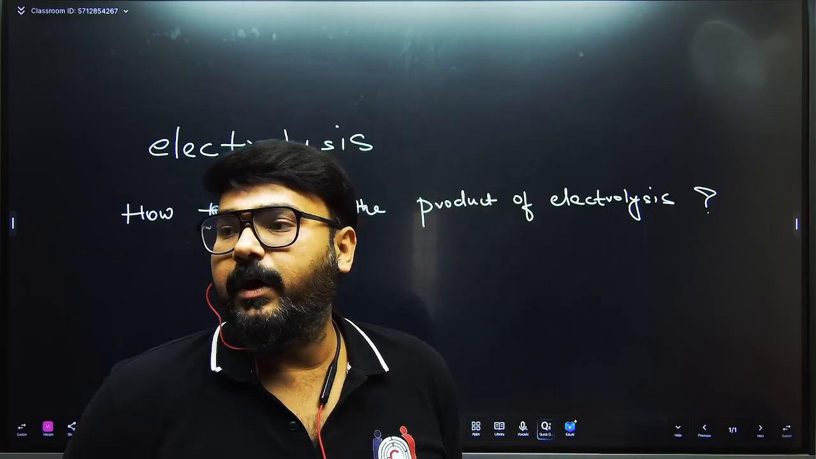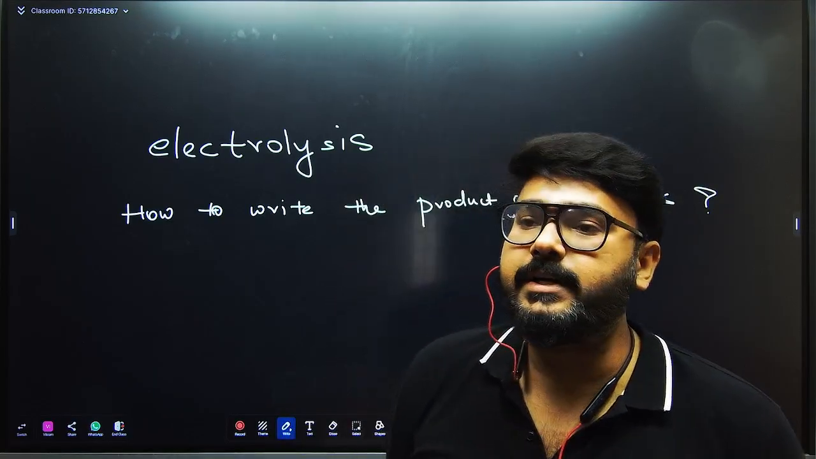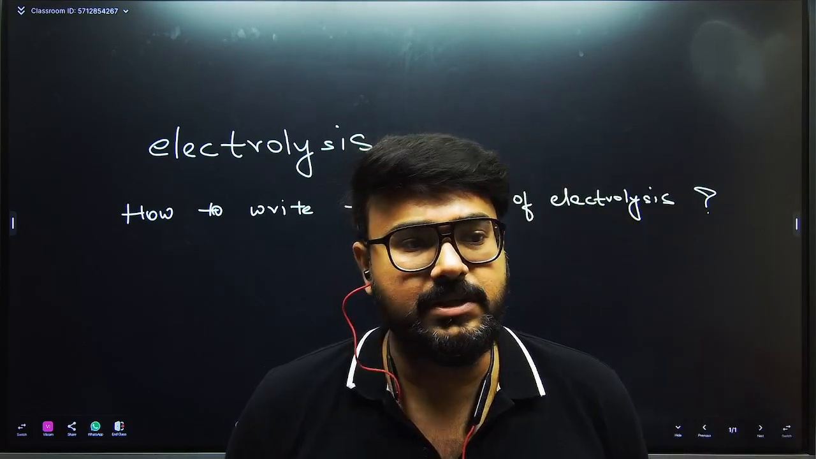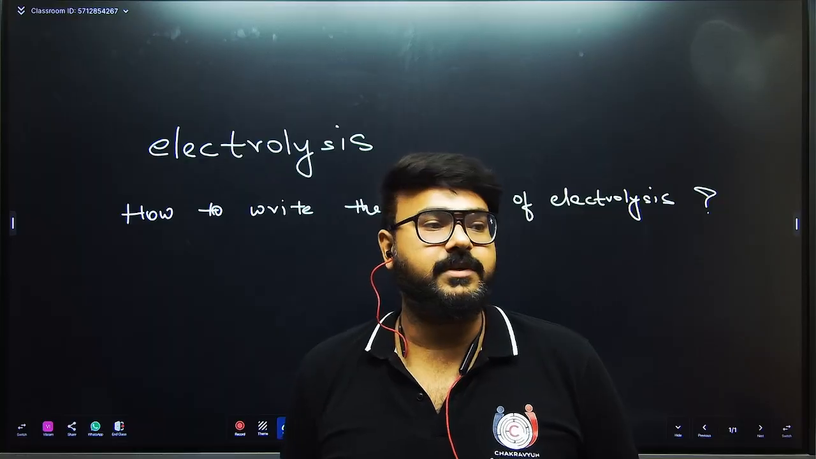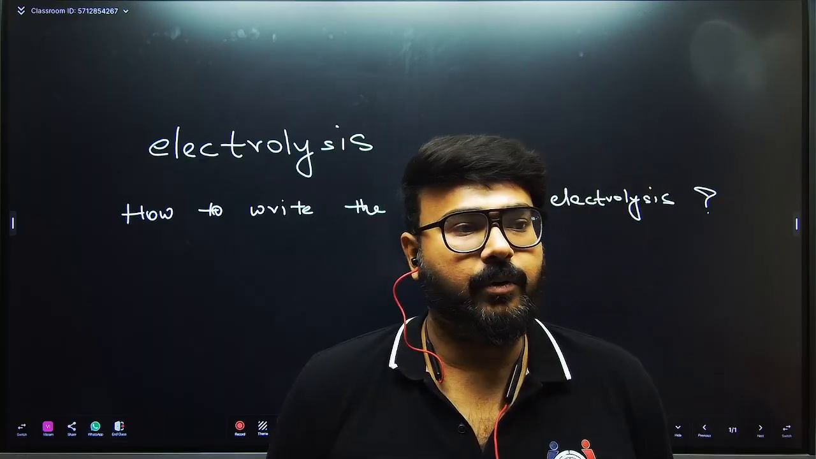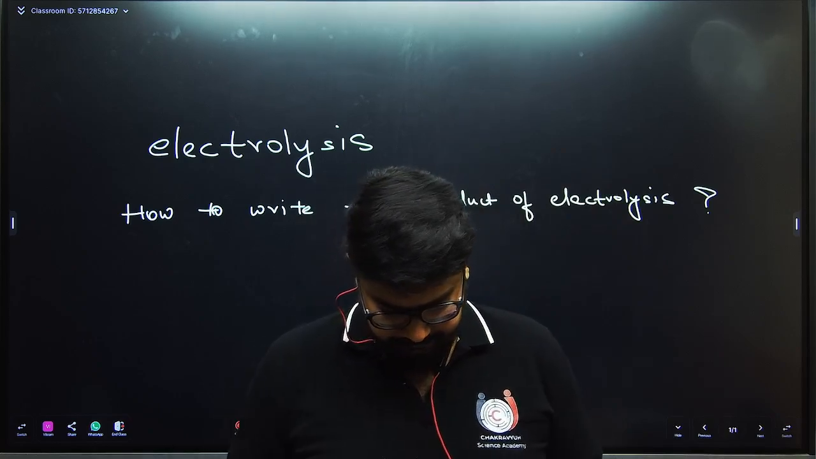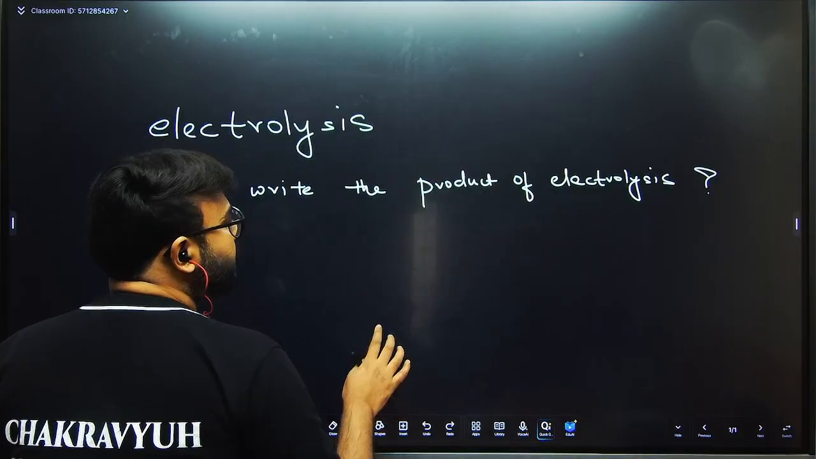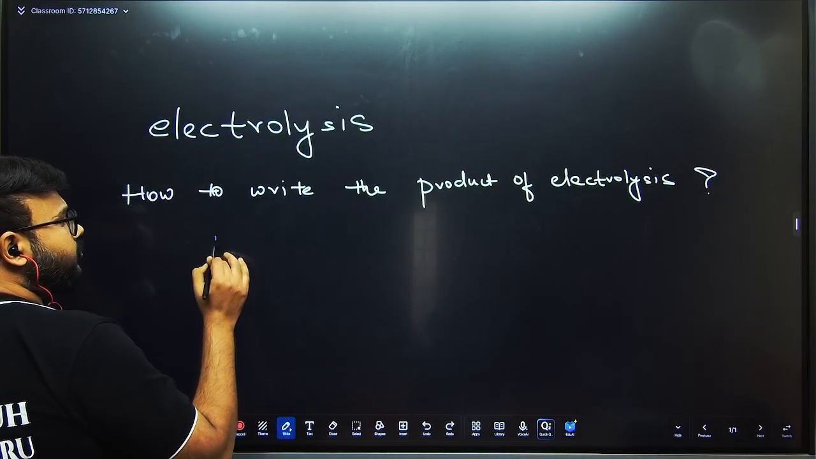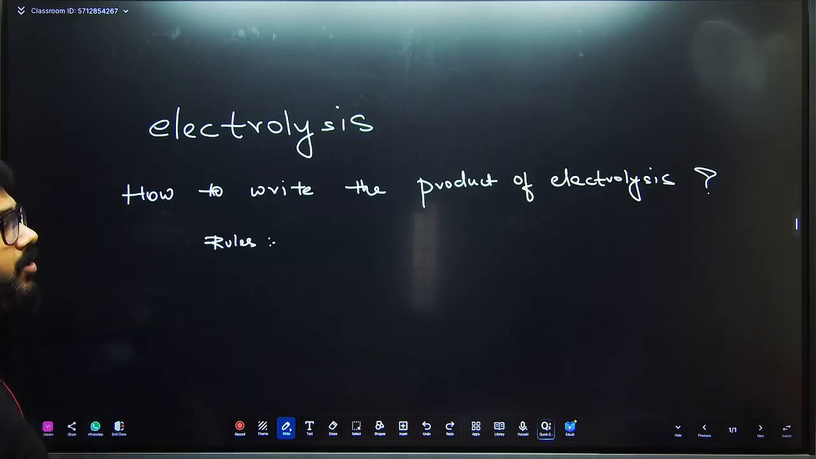So understand, once you learn how to write the product at electrolysis, you will be able to understand Faraday's law of electrolysis very easily. So there are two laws that I have to learn. Okay, Faraday's first law and Faraday's second law. All right. Next. So we have to follow certain rules. We have to stick to some rules before we learn about how to write the product.